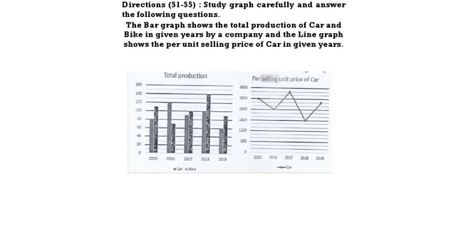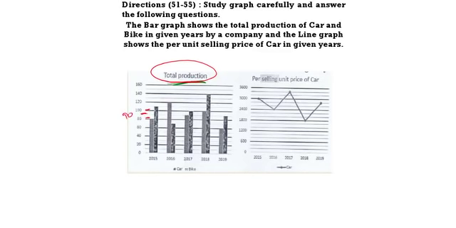The bar graph shows the total production of car and bike in a year by the company, and line graph shows the per unit selling price of car in given years. Now observe this one carefully. This is the bar diagram that is given. In the bar diagram, we are given with total production of car and bike. That means this is 80, this is 100. In between one line is there, that is 90. So each line is equal to 10 units.